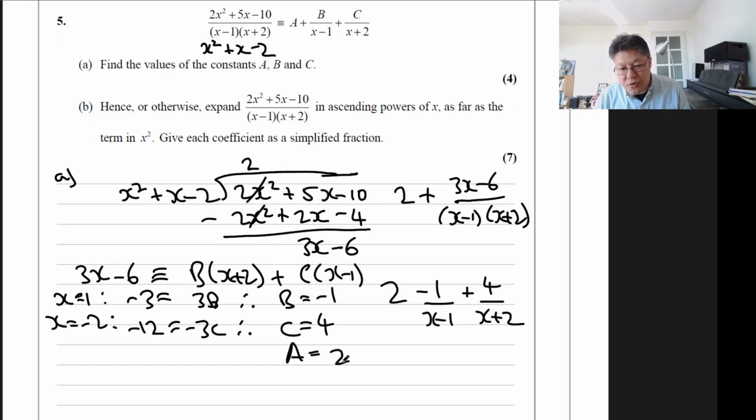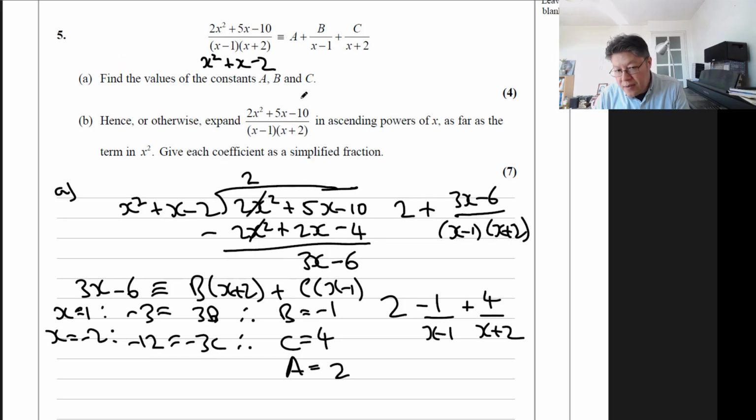So A equals 2, B equals -1, C equals 4. And part B, we need to now expand this expression up to the x squared term. And we're going to obviously use the partial fraction expansion and expand these separately and then combine the answers.